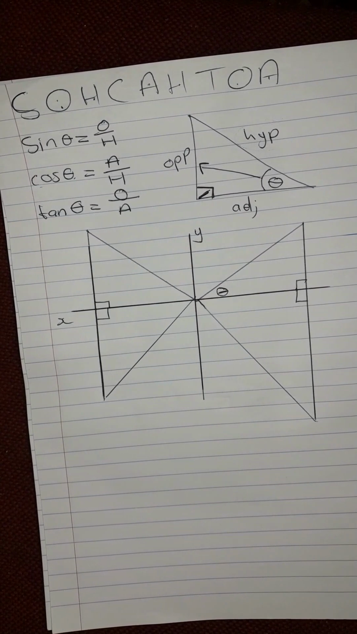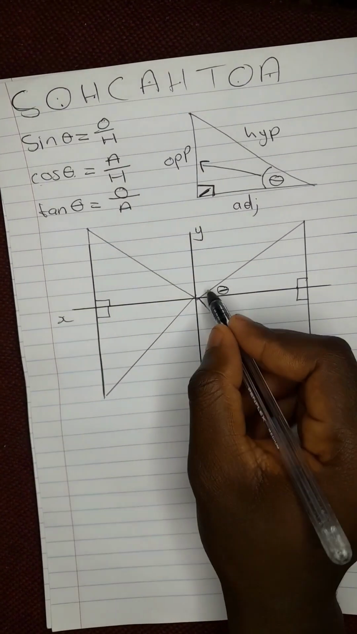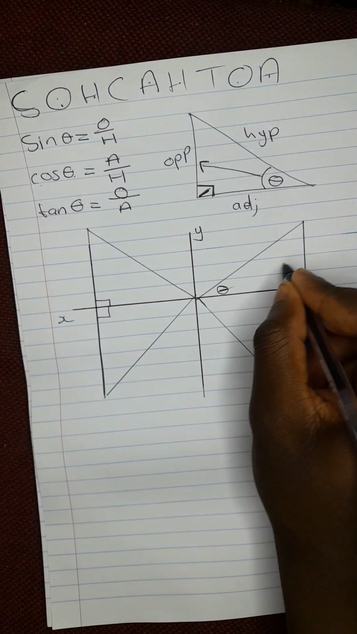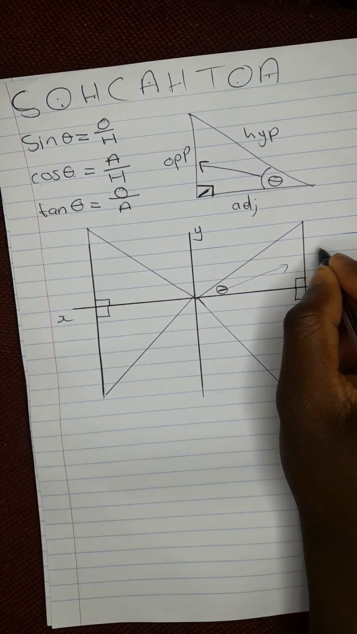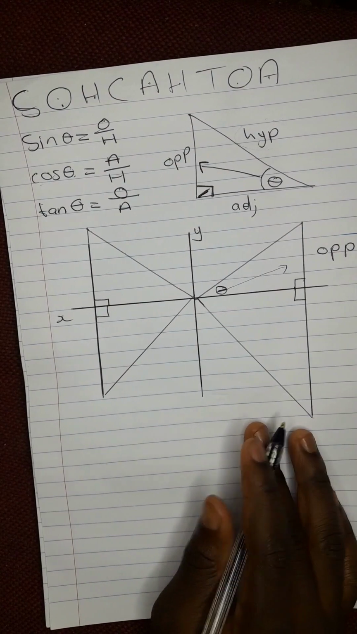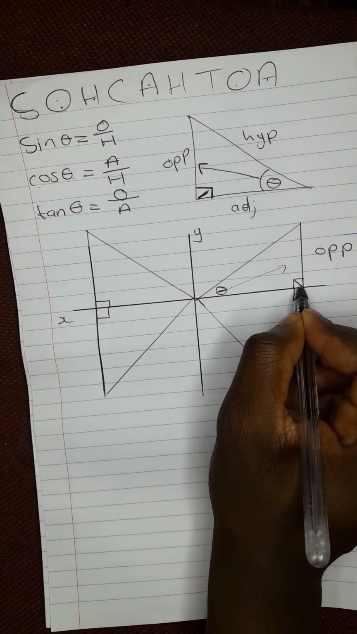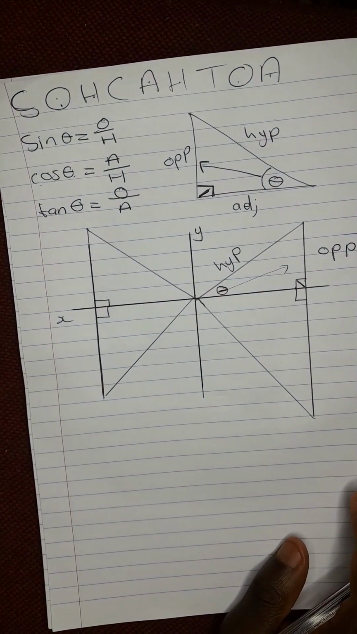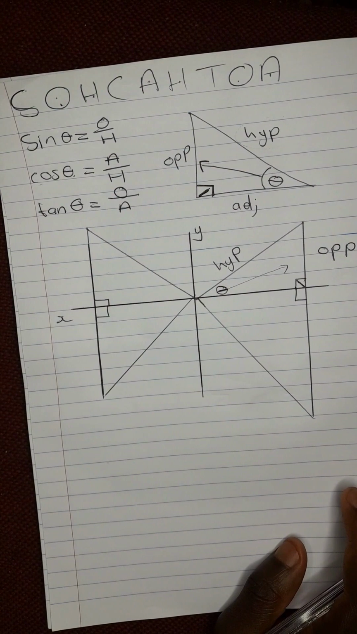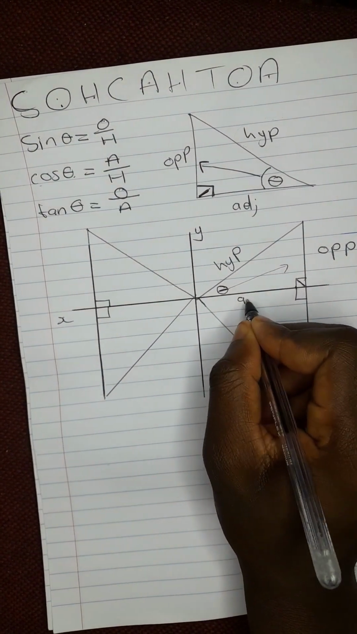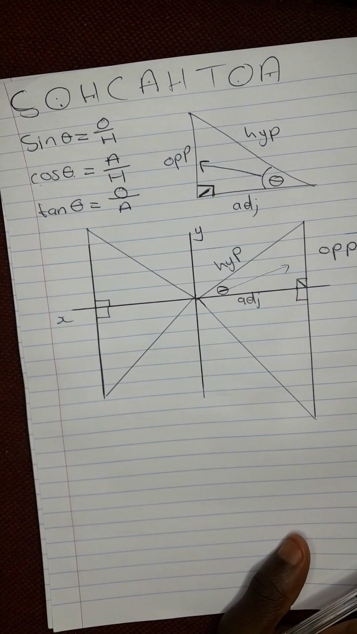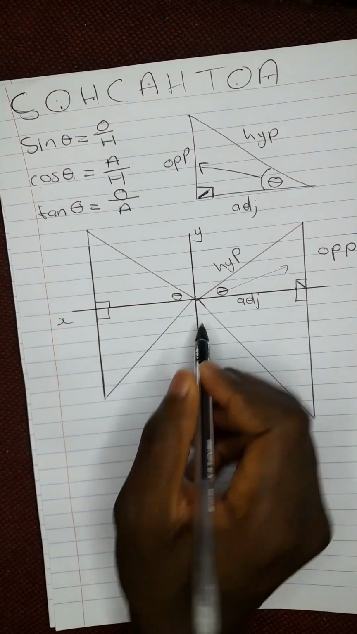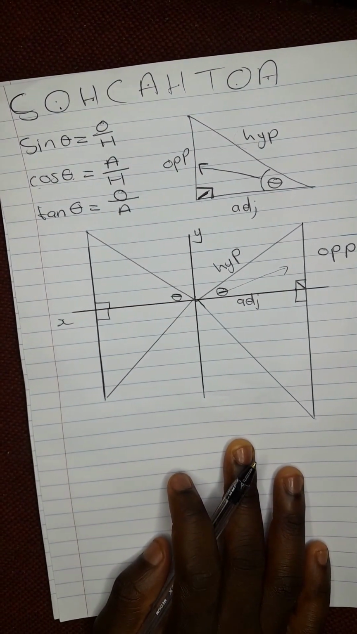So I want us to identify our sides using SOHCAHTOA. Sharp. I said that our angle points us to what? To our opposite, meaning this side is our opposite side, and our right angle points us to our hypotenuse, the longest side. And the remaining one is the what? The adjacent side.